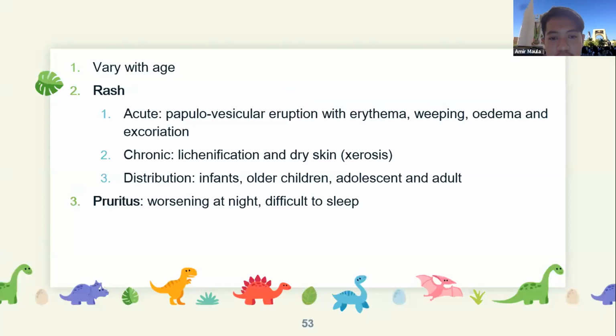So the clinical features: the patient with atopic dermatitis comes with rash and pruritus. The rash varies according to age, based on the distribution of the rash. Atopic dermatitis can also be acute and chronic. If it's acute dermatitis, the rash will be a papulovesicular eruption with erythema, weeping, edema, and excoriation. If it's chronic, it can become lichenification and dry skin, which is xerosis. And then pruritus, or itchiness, can worsen at night and cause difficulty for the patient to sleep.